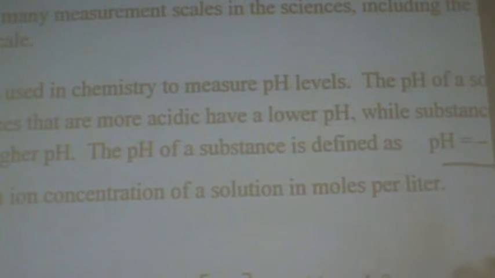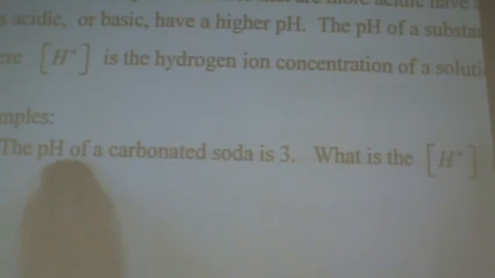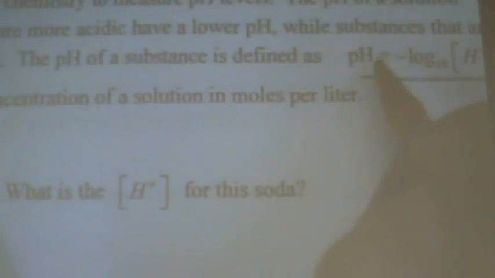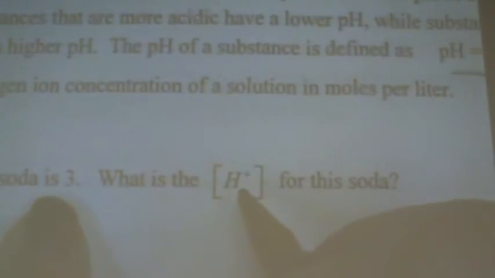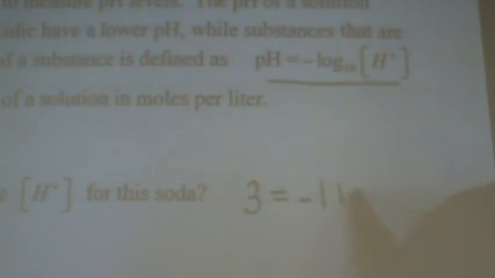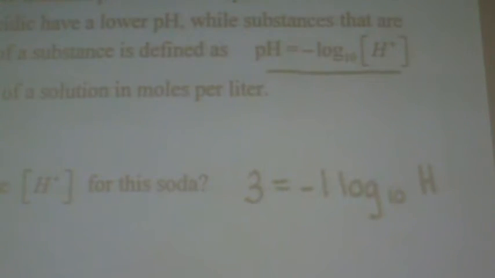So, if I tell you that we have a can of soda, and the pH of it is 3, that means I have a 3 here. I want to know what is the H plus level for that can of soda. So what you're going to do, you're going to put a 3 right here. So you have 3 equals -1 times the log, it's base 10. And if you don't want to use the H plus, just use H, or you can use an X, use whatever letter you want. But that's what you're finding.